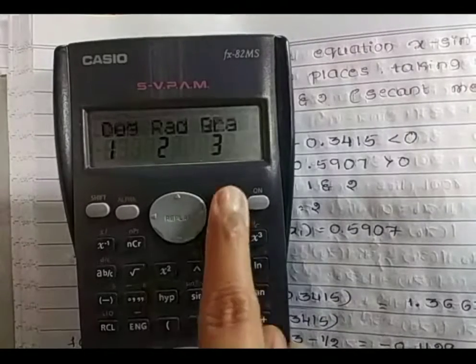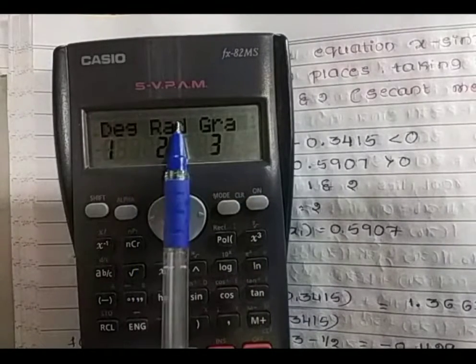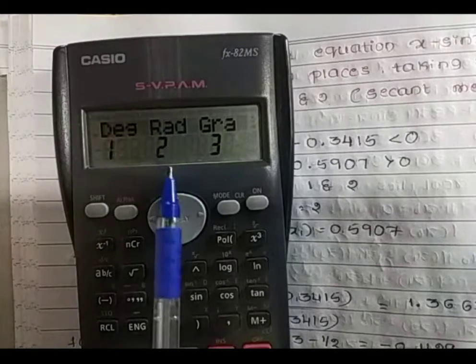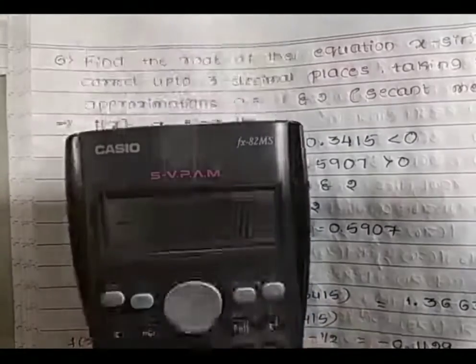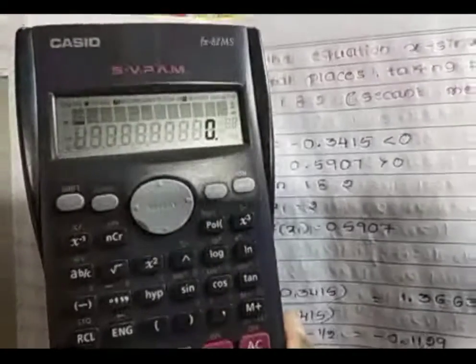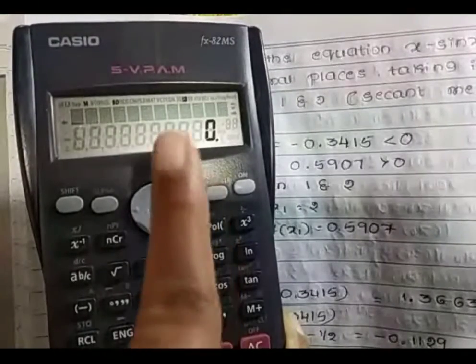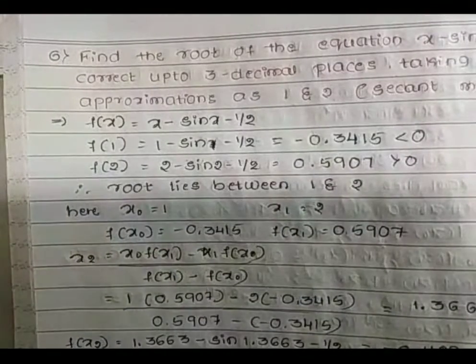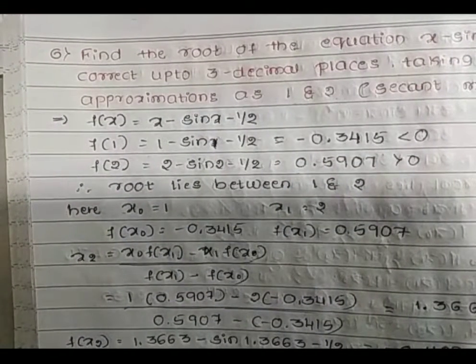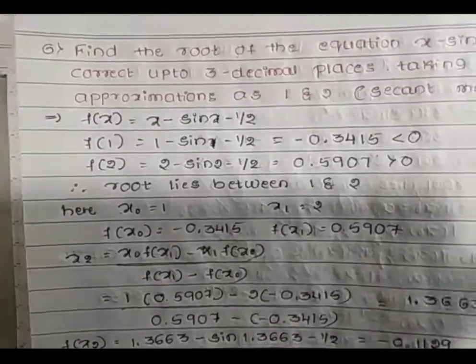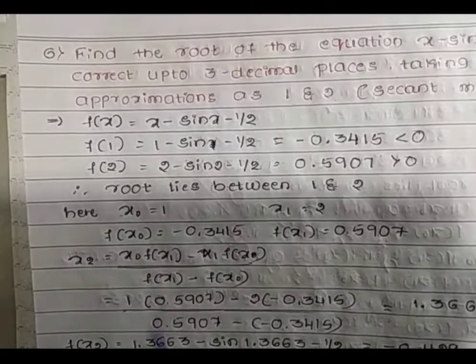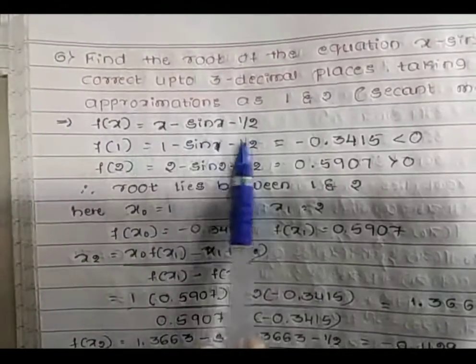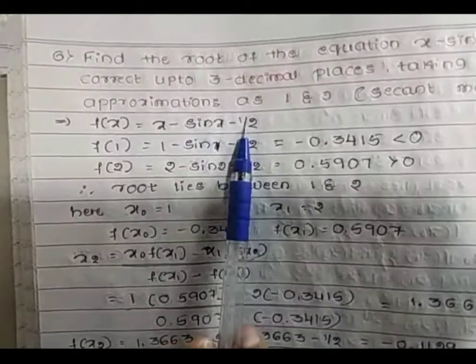Press the mode button until we find radian. So here it is radian, and it will be converted to radian when we press button 2. So just press button 2, then automatically it will be converted to radian. Now you can observe here it is in radian. So in any transcendental equation, if you observe sine, cos, tan, cosec, sec, cot, these 6 trigonometry terms, then first convert your calculator to radian measurement. Okay. So this is the given function x minus sine x minus 1 by 2.